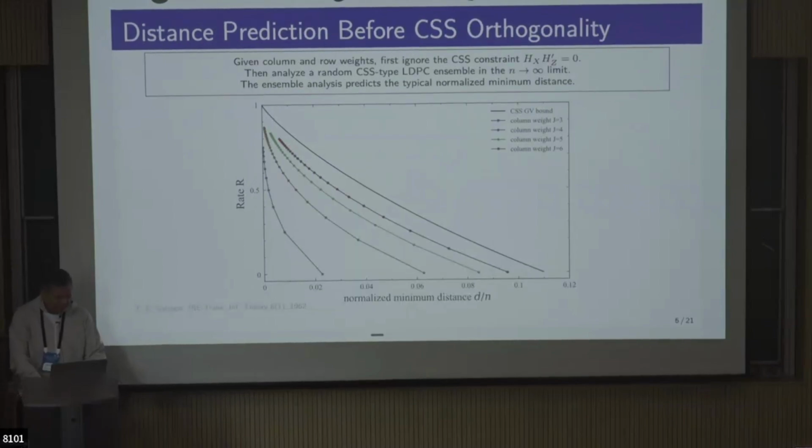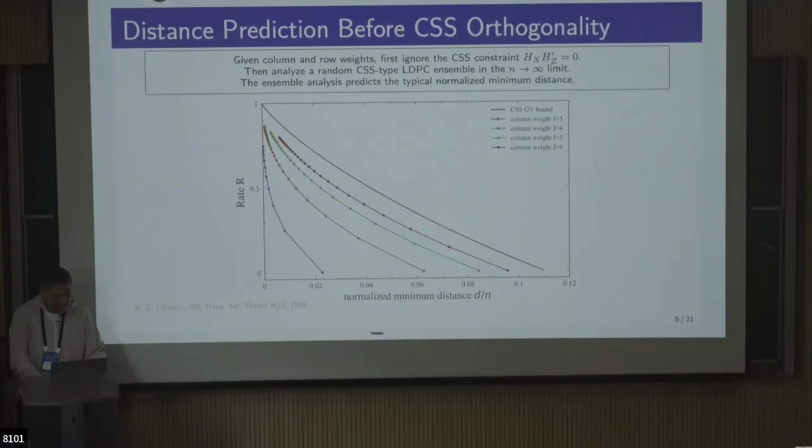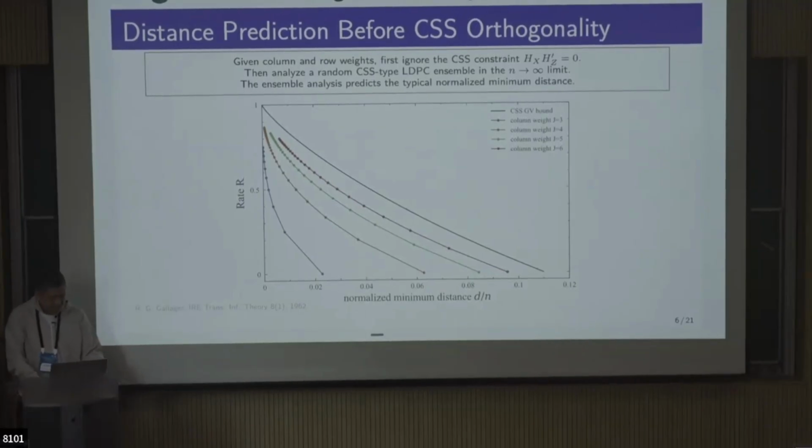So this is the distance side analog of the previous slide. Again, we ignore the CSS constraint and ask what a random CSS type LDPC ensemble would predict in the infinite length limit. The horizontal axis is a typical normalized minimum distance divided by code length, and the vertical axis is the rate. For column weights at least 3, the random ensemble has linearly growing minimum distance.